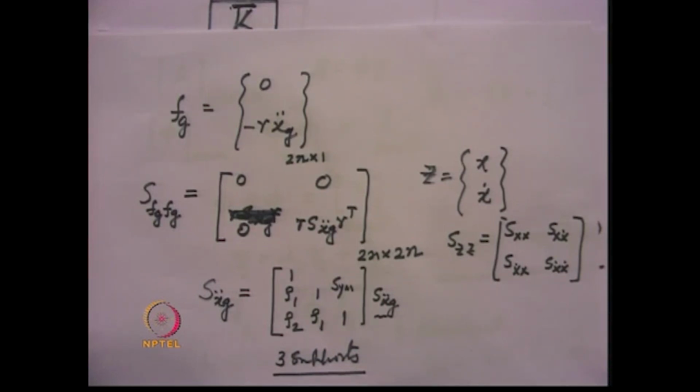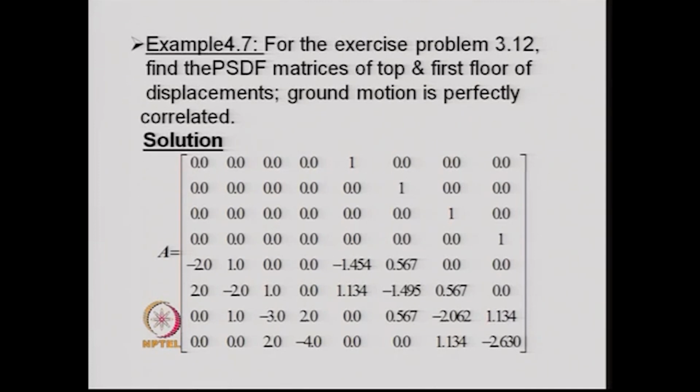We have solved a problem here. This is the problem in which the top and the first floor displacements are considered, and the power spectral density functions for these two displacements are the responses that we look for. So, here is the A matrix for the system, and this A matrix we have generated before while solving the same problem for deterministic ground motion.